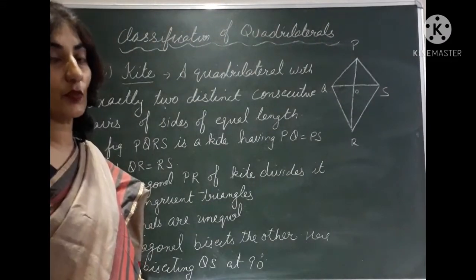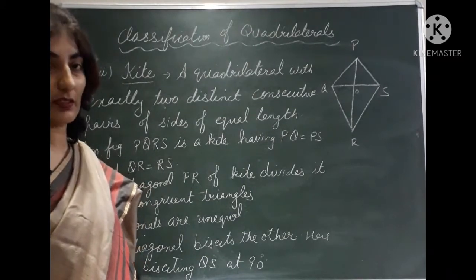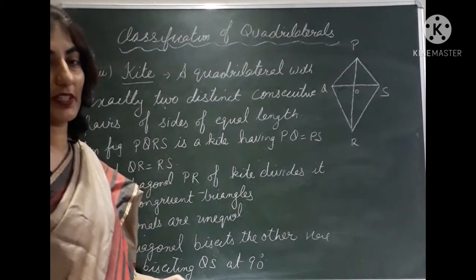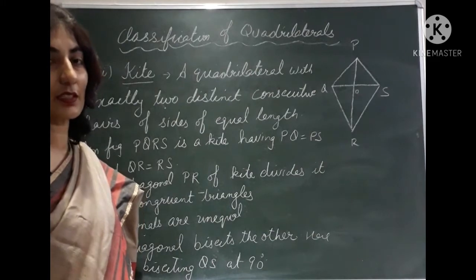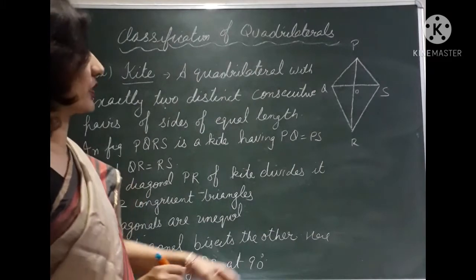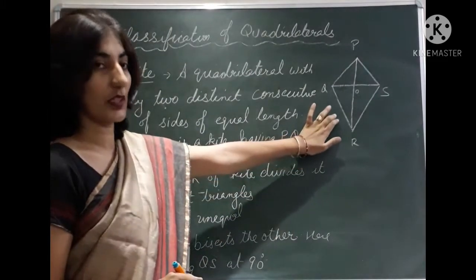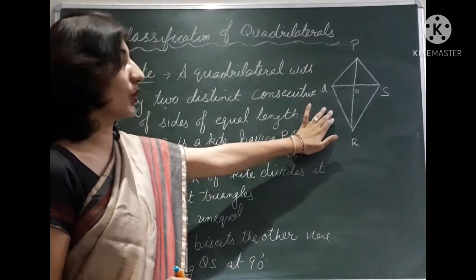Now the next kind of quadrilateral is very interesting: the kite. You might have heard of this kite, and you might be doing kite flying also. You have seen the shape of the kite. So the actual shape of the kite is like this. If you see this, I have drawn here a kite PQRS.